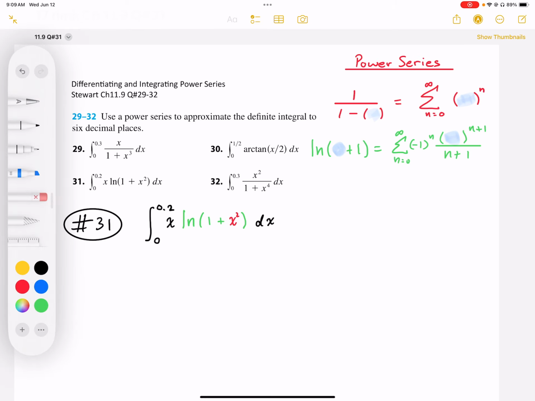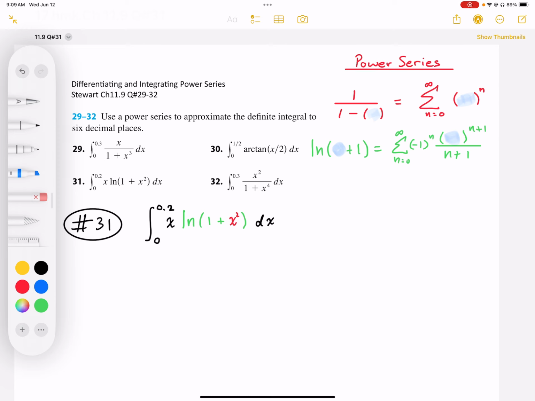For question number 31, we're going to use a known power series and do a substitution and integrate that power series expression so that we can evaluate the integral from 0 to 0.2 of x ln(1 + x squared). Some of the known power series we have are our basic geometric series, the sum of x to the n, where the function is 1 over 1 minus x.